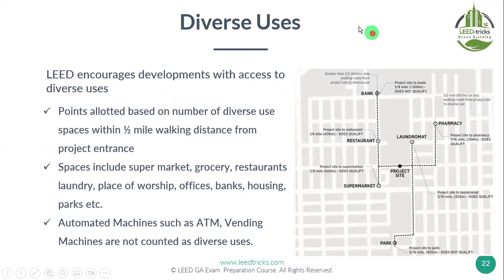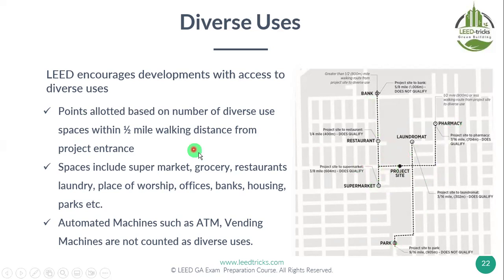Diverse use, the second part of this credit is services. So you need to have bank, restaurant, supermarket, landmark, park. Park means a park, a green area and so on, not parking for cars. Pharmacy. All these from the site can be within half mile. You need to remember this half mile. Within half mile. Can you see it?